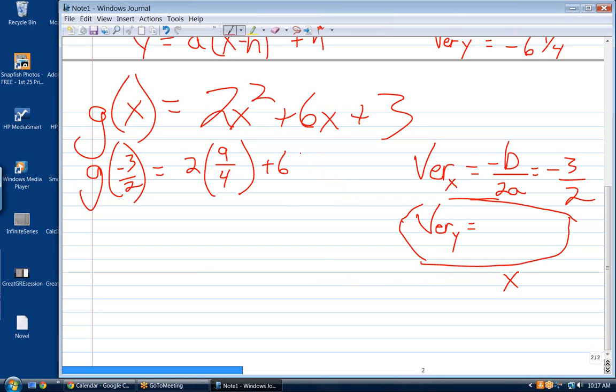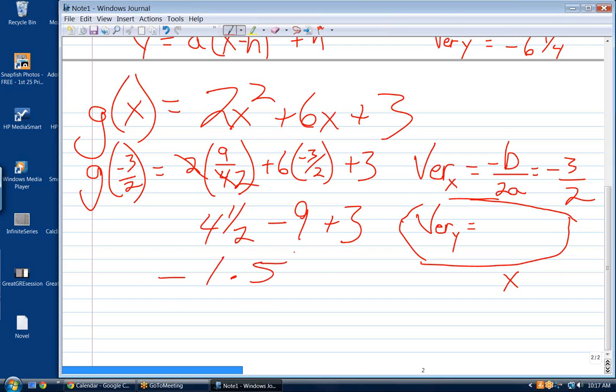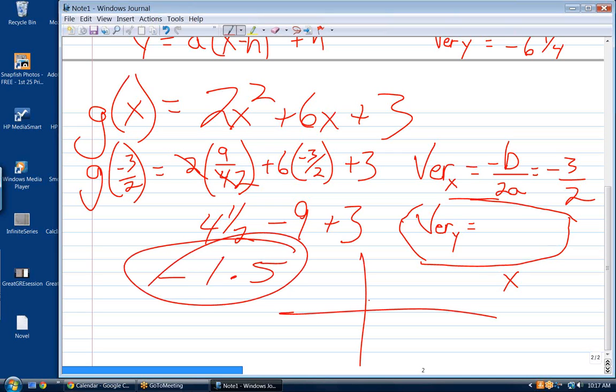I got negative 1.5. Let's see, that's 4.5. This is minus 9 plus 3. So that is the minimum value. In fact, if we had to plot this based just on the vertex, we'd go minus 3 halves, minus 3 halves. There's the vertex. And I haven't drawn it accurately. In other words, I don't know that those are the intercepts, but I don't care. The only thing they want is the minimum. That's that value right there. That's minus 1.5.